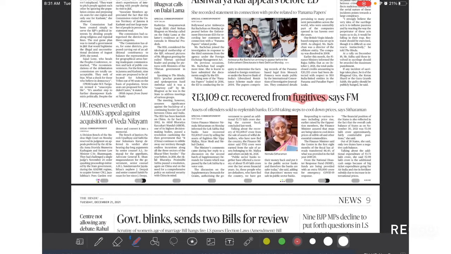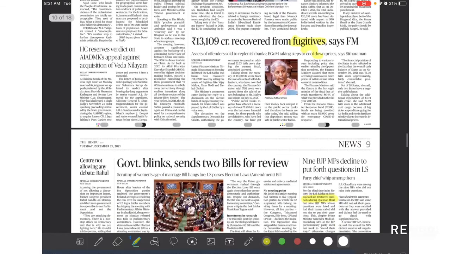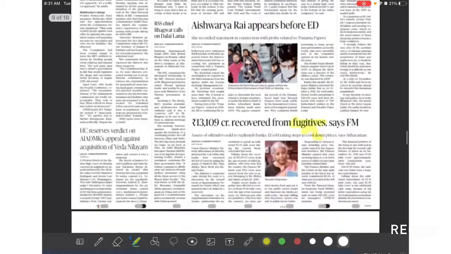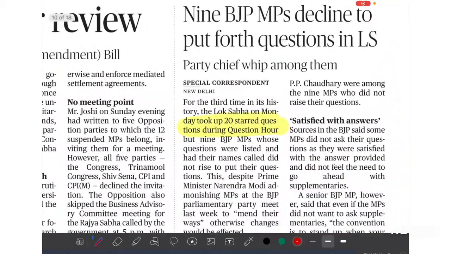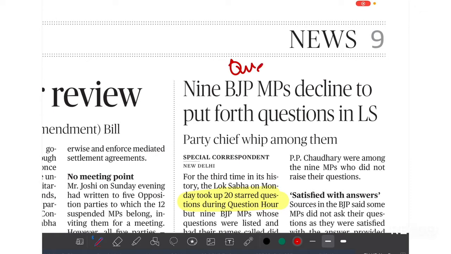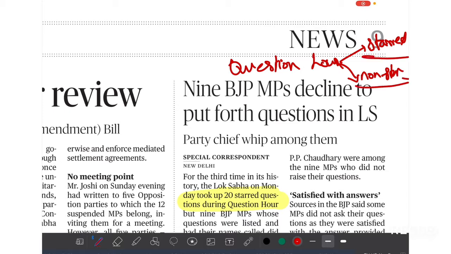Fugitives. Who are fugitives? Just look into that. Fugitive economic offenders and things like that are there, like Mehul Choksi, people like them. That's who fugitives are. Similarly, question hour. See what is question hour. And similarly, see what are starred and non-starred questions. This is good for prelims.